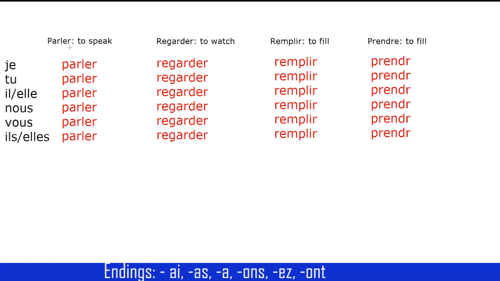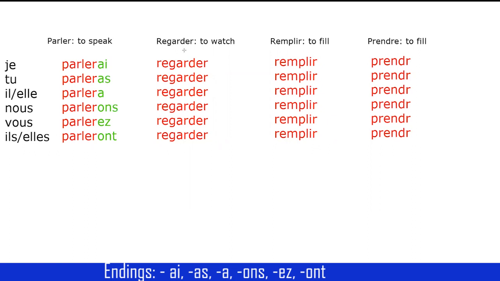So for parler, we have written the same stem till r, the same infinitive form till r for the entire conjugation. Now simply we'll add the endings ai, as, a, ons, ez, and ont. So now it is je parlerai, tu parleras, il parlera, elle parlera, nous parlerons, vous parlerez, ils, elles parleront.